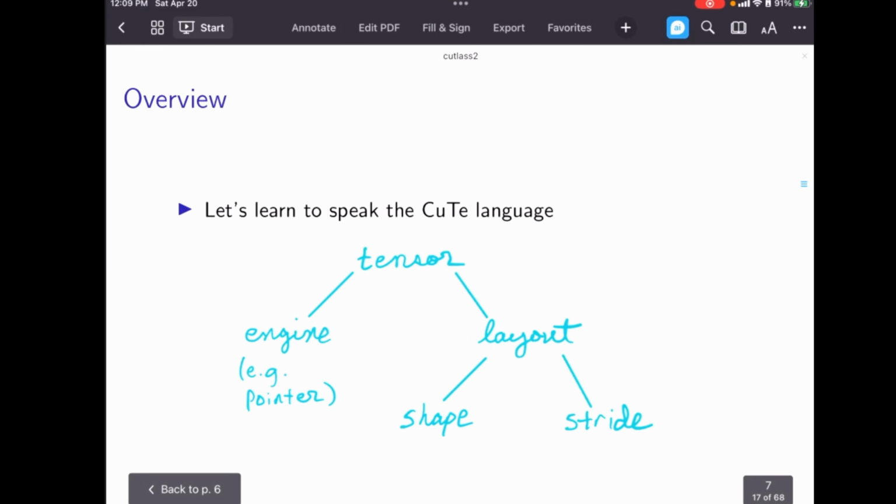Okay, this is just a very broad overview of what we're going to be looking at. I hope to return to this picture again so that you don't have to store it in your memory this entire time. We're talking about tensors, and before I describe what these things are, I just wanted to give you the bird's eye view. A tensor has an engine, and that's something like a pointer, basically, the underlying memory. And then it has a layout, and the layout is a shape and a stride. Each of the shape and the stride are nested integer tuples.